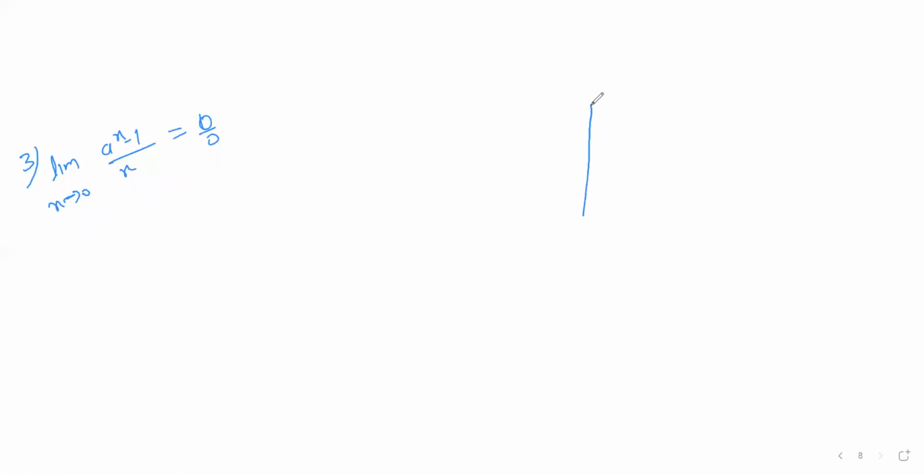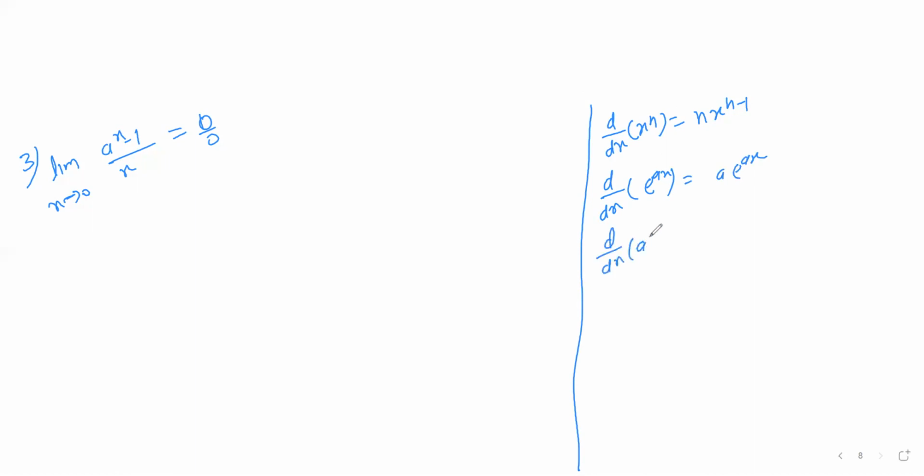So see, before applying the L'Hospital rule, I will write down the formulas of differentiation. If you want to differentiate x raised to n, it is given as n x raised to n minus 1. The differentiation of e raised to x is e raised to x. The differentiation of a raised to x is a raised to x into log a. Similarly, the differentiation of a product of two functions is given as u into dv by dx plus v into du by dx.